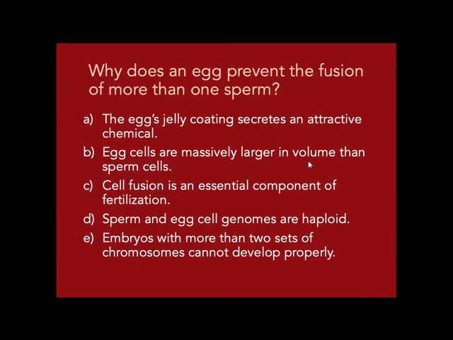All right, so why does an egg prevent the fusion of more than one sperm? Is it because the egg's jelly coating secretes an attractive chemical? No. Is it because egg cells are massively larger in volume than sperm cells? No. Is it because cell fusion is an essential component of fertilization? No. Is it because sperm and egg cell genomes are haploid? Wait, what does that have to do with anything? Okay, no. And is it because embryos with more than 2 sets of chromosomes cannot develop properly? Oh, it's that one. Yeah.